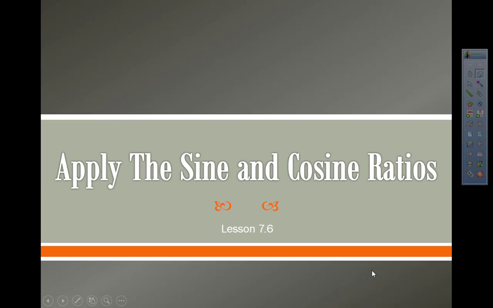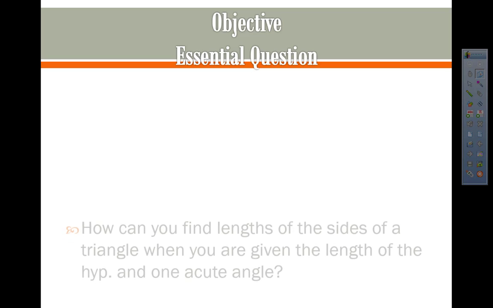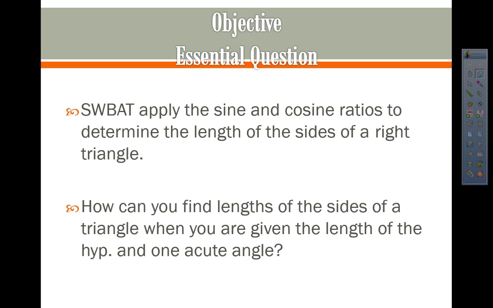Apply the sine and the cosine. Okay, see, I did that for you guys? Objective: students will be able to apply the sine and the cosine ratios to determine the length of sides of a right triangle. Kind of similar. The only thing that's going to be different are the ratios that are being used. I have the ratios up on the board as little notes for you. So you don't have to necessarily write them down, but I'm sure they're on your study guide as well.